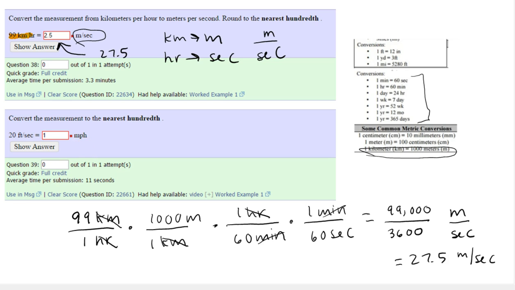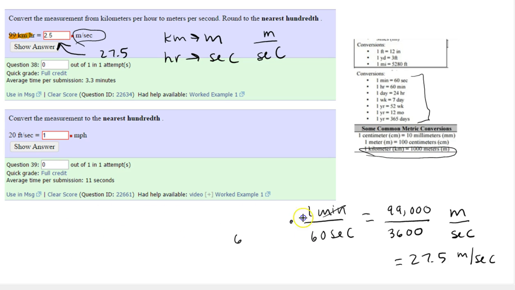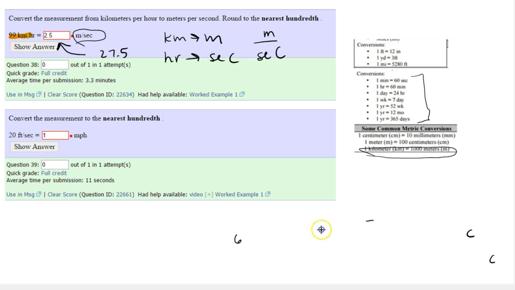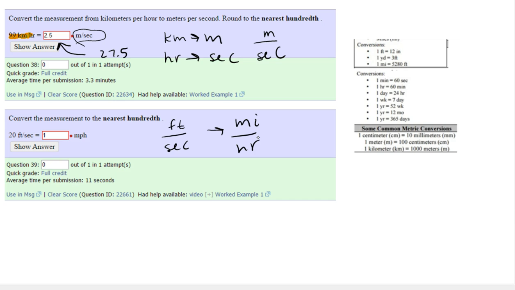I'm going to erase some of this. So if you need to, you can go back and rewind the video and get it. So we need to change feet per second to miles per hour. So we're going to need to change the feet to miles and the seconds to hours. So let's start with 20 feet over 1 second. And let's start by changing feet to miles.